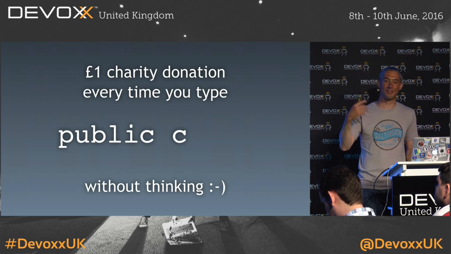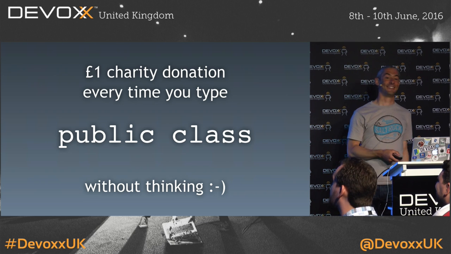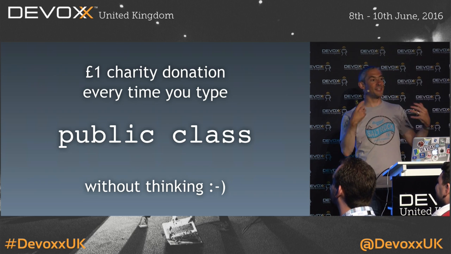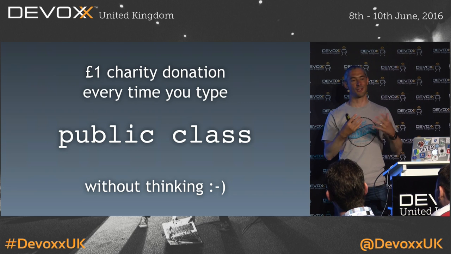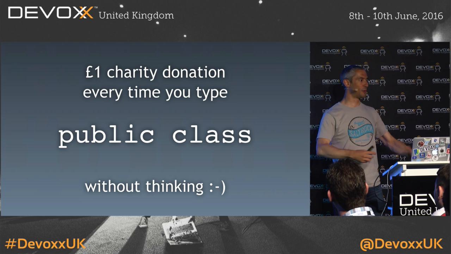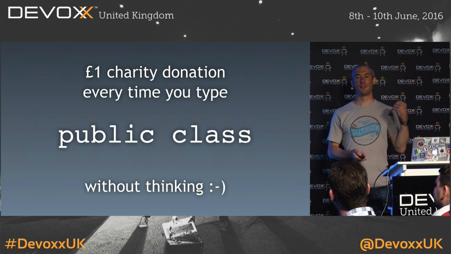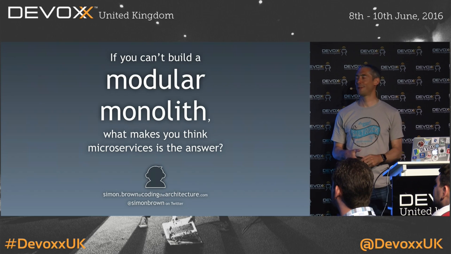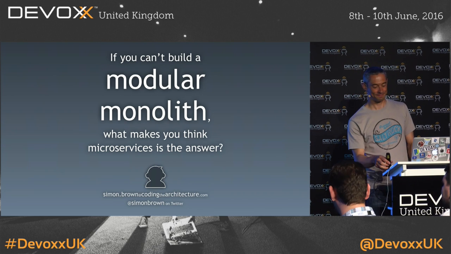Charity donation. Every time you do this without thinking, charity donation. That might work. Start thinking consciously about how you're using the basics like the Java access modifiers. And in time, hopefully, you'll get to create more well-structured applications. And that's really the thing here. If you can't build a well-structured monolith, please don't do the microservices thing. Thank you very much.